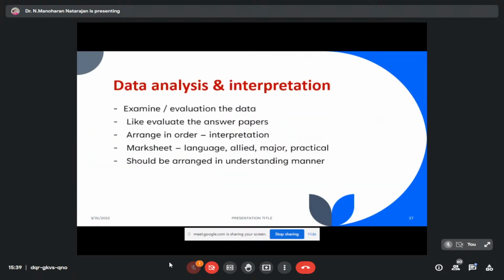Next one is the analysis and interpretation. This is the area where you are going to deal with the data with your appropriate subjects. When it comes under computer science, there are so many algorithms, methods, mathematics, statistical methods, tools and everything to be used.